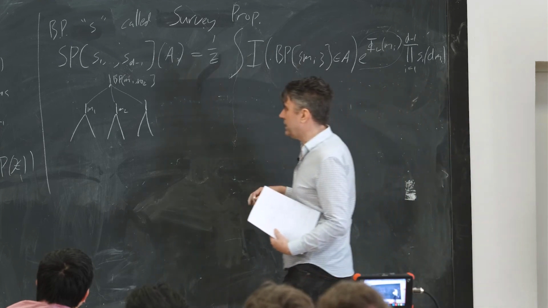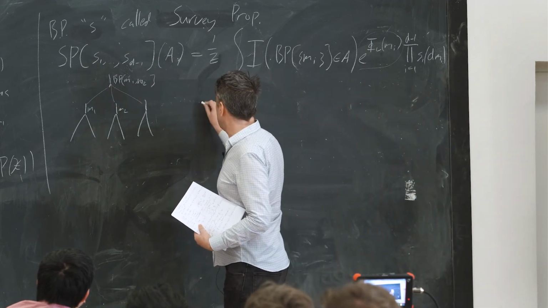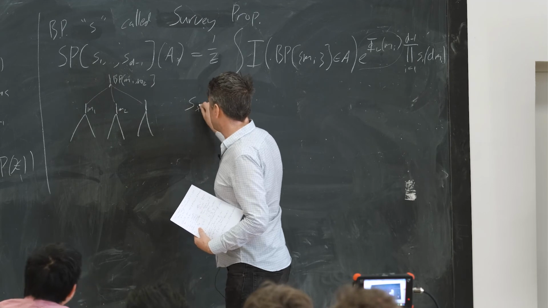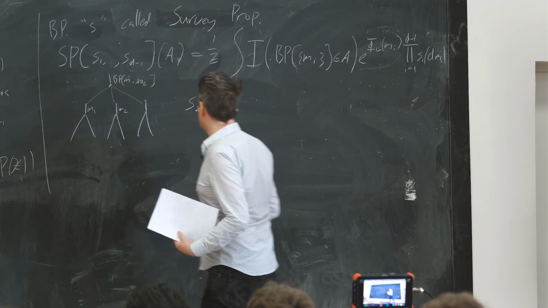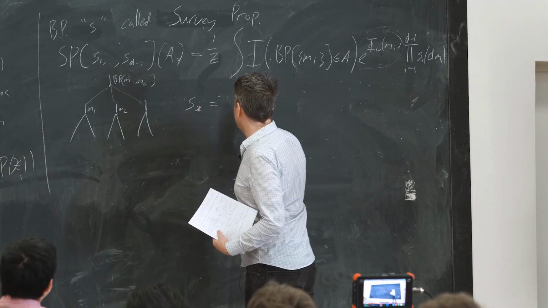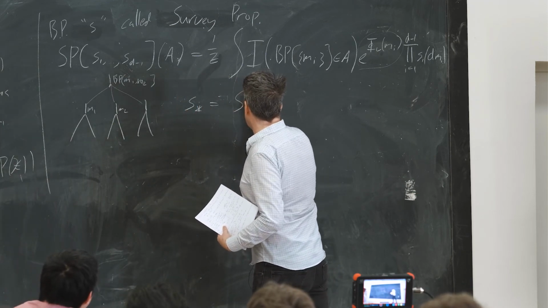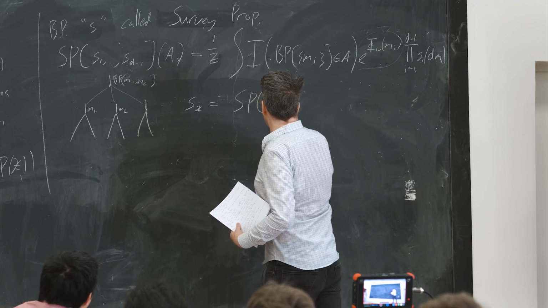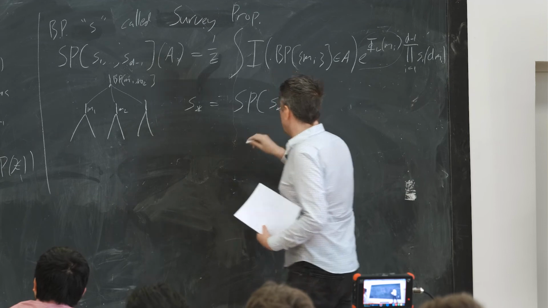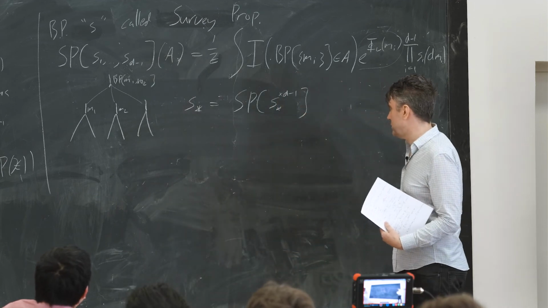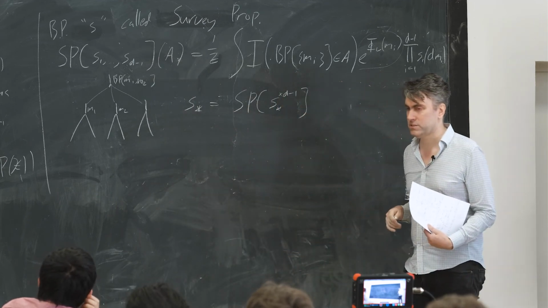Okay, and then in order to find L that maximizes the empirical distribution, we want to find a solution S star that is a fixed point of this survey propagation equation.